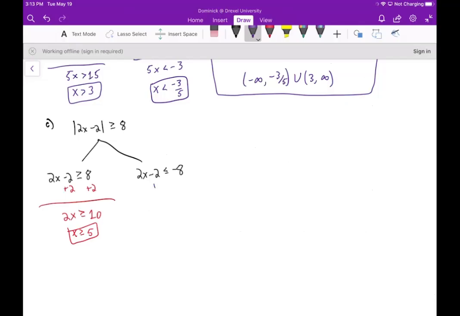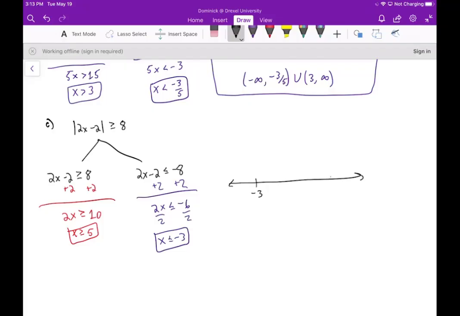Right, and then in the other one, if we add 2, we get 2x less than or equal to negative 6. So dividing by 2 gives us x less than or equal to negative 3. So in this case, both are going to have closed circles, since we have the equal sign, so closed circle on negative 3, closed circle on positive 5. If I want stuff bigger than 5, I need to shade this way. If I want stuff less than negative 3, I need to shade this way.